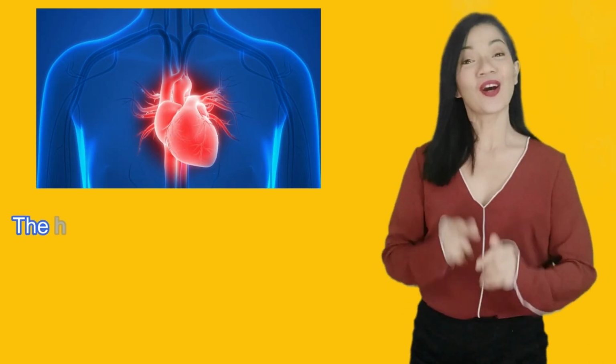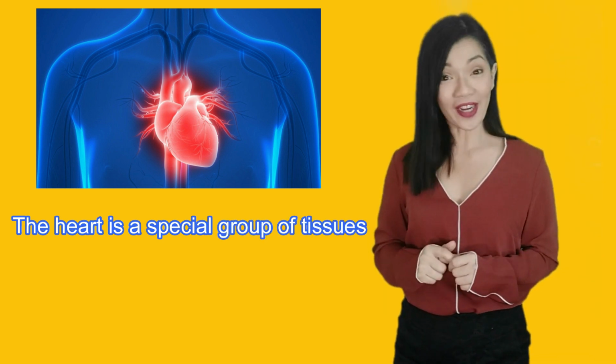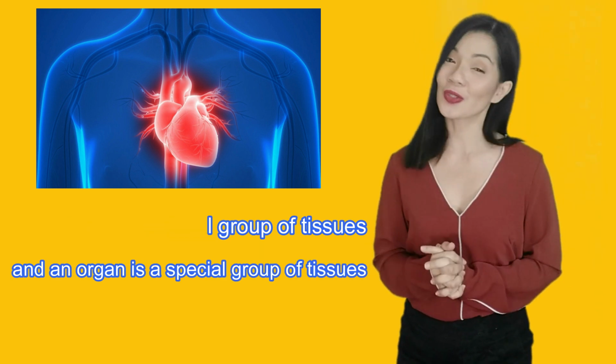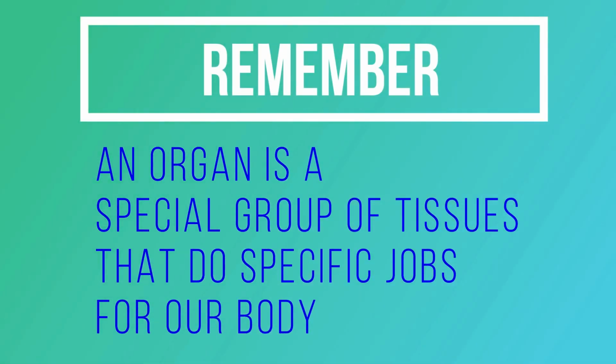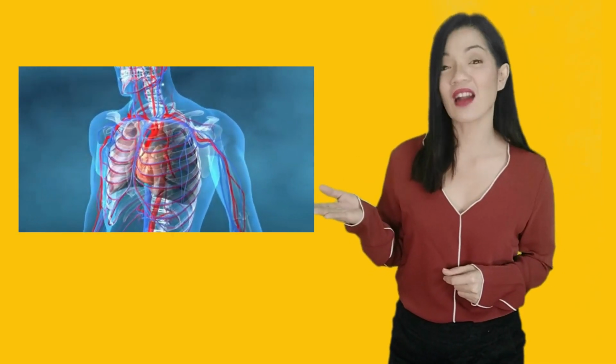So we know the heart is a special group of tissues, don't we? Because it's an organ. And an organ is a special group of tissues. But that's not all. Remember, an organ is a special group of tissues that do specific jobs for our body. They do different jobs. They have tasks to do. So, what does the heart do? Well, we can see it's moving, isn't it? The heart is constantly moving. Wow! So what does the heart do for our body?